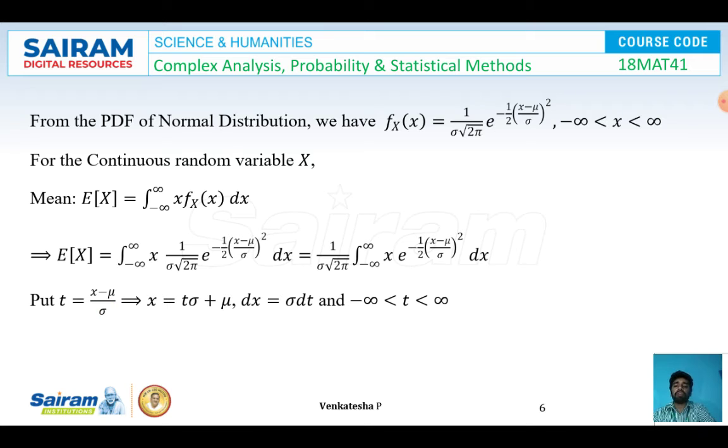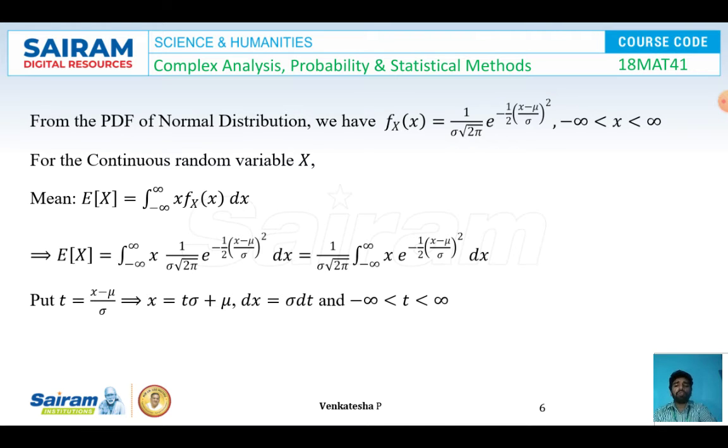We have to find the value of x also. By shifting σ and μ to the left-hand side, I got x = tσ + μ. So I'll be converting all the x variables in terms of the t variable. We have to find the value of dx also. By differentiating this expression, I got dx = σ dt.